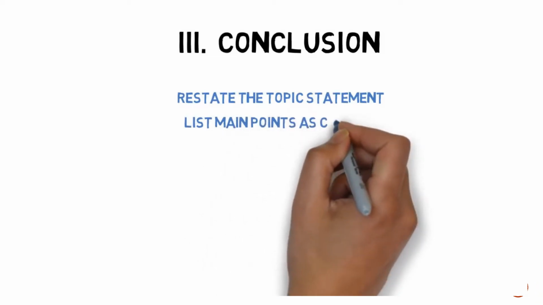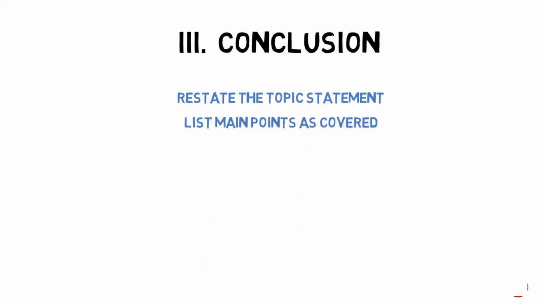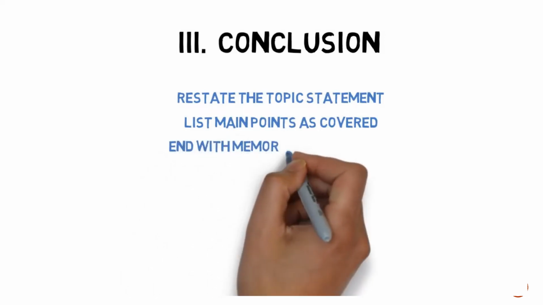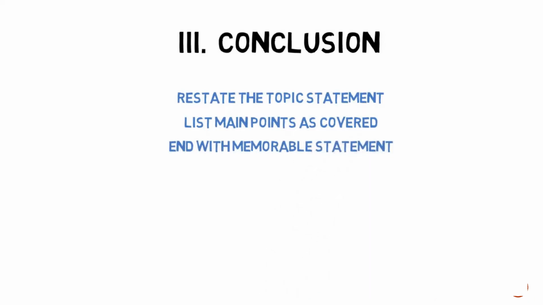Next, list the main points as they were covered in the speech. As in the introduction, keep the review brief. You can use the same wording or paraphrase a bit. If you paraphrase, again, use wording similar to what was used in the introduction. Finally, end the speech with a memorable statement. Try to align the clincher with what was stated in the attention-gaining device.